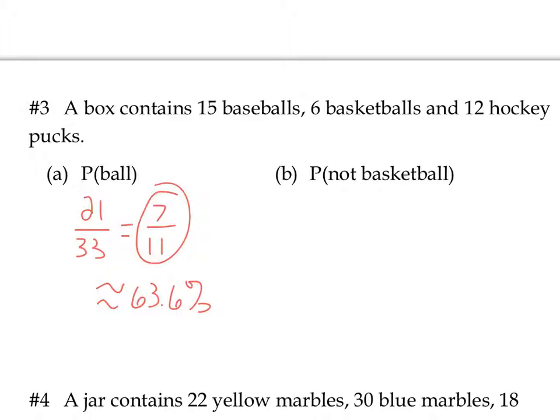Okay? Part B is probably picking not a basketball. So not a basketball, that could be the baseballs or the hockey pucks. The baseballs or the hockey pucks are not basketballs, so that's 27 out of still a total of 33 equally likely items and outcomes. That can be reduced to 9 over 11, which is about 81.8%. Okay, so there's a 9 in 11 chance we would pick something that's not a basketball out of that box.